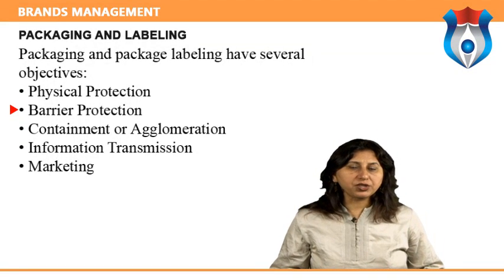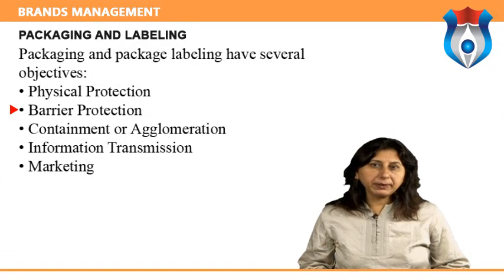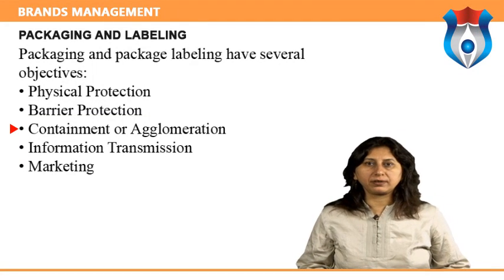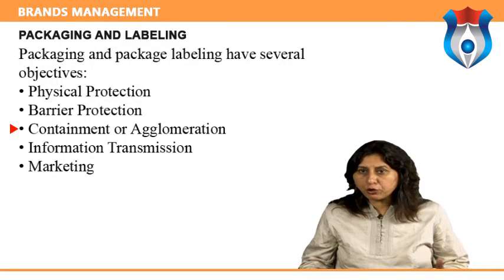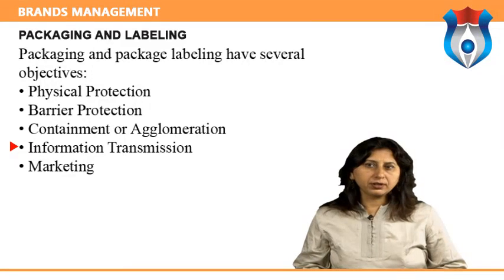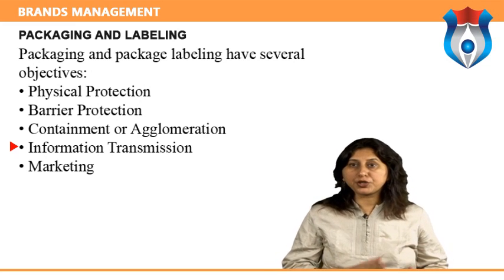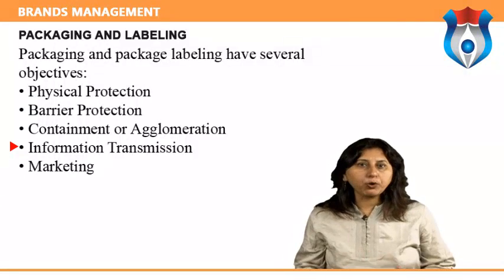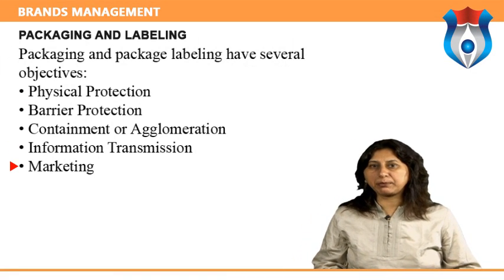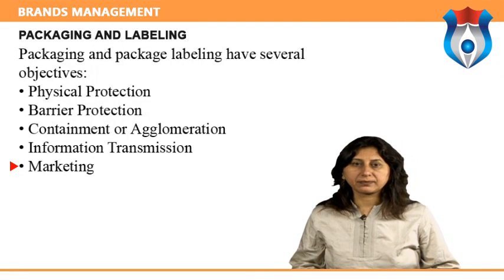A barrier from oxygen, water vapor, dust, etc. is often required. Permeation is a critical factor in design. Containment or agglomeration. Small objects are typically grouped together in one package for reasons of efficiency. Information transmission. Packages and labels communicate how to use, transport, recycle, or dispose of the package or product. Marketing. The packaging and labels can be used by marketers to encourage potential buyers to purchase the product.